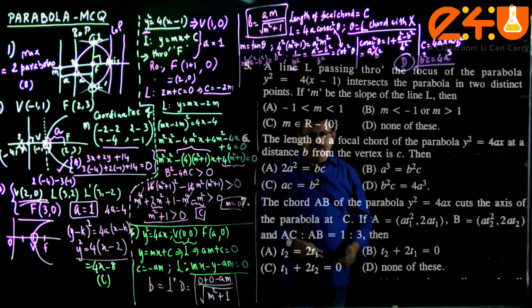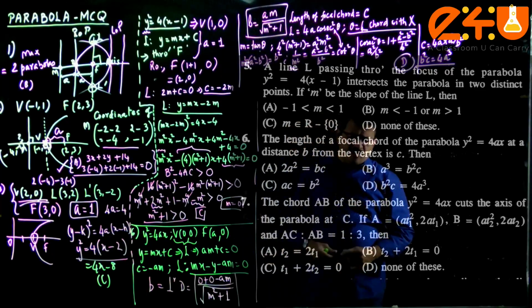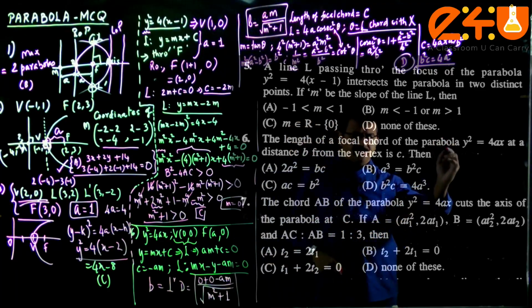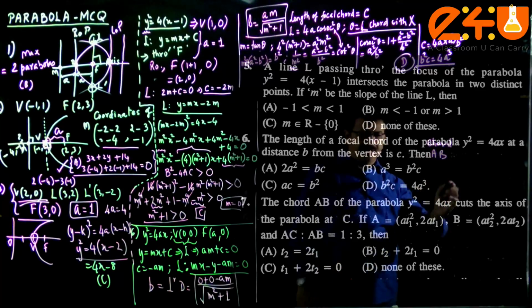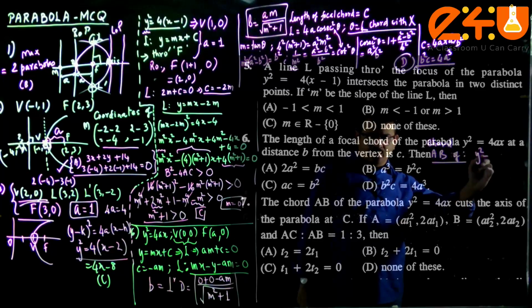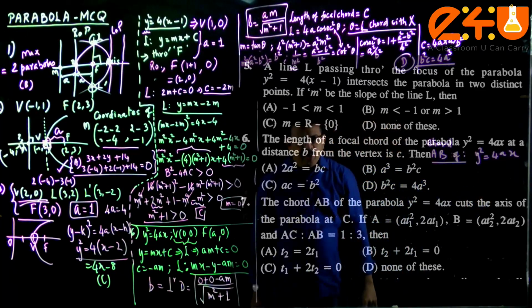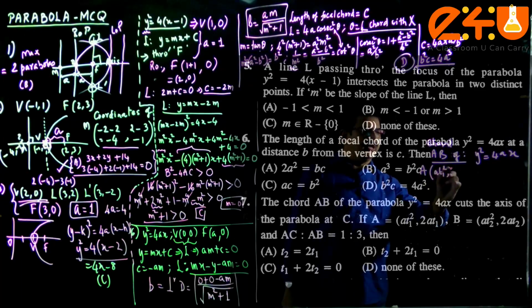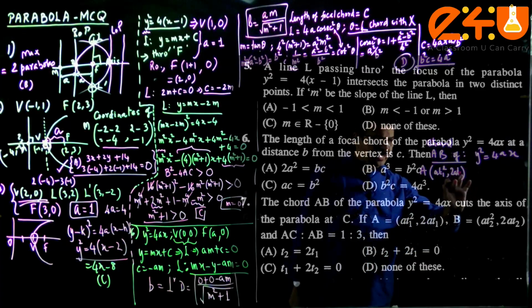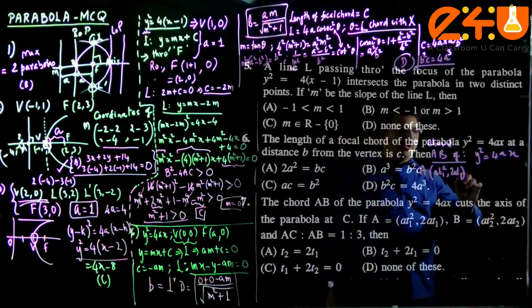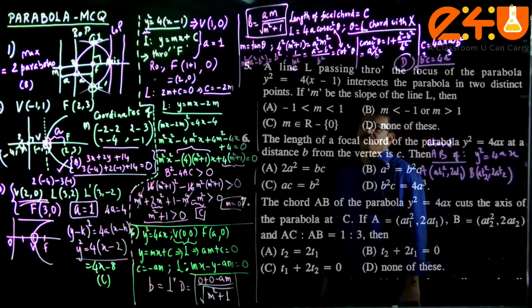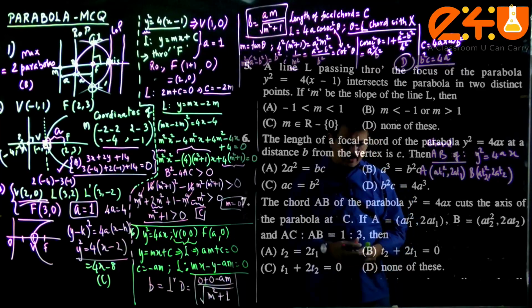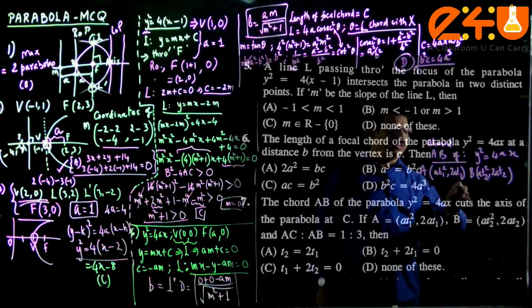The chord AB of the parabola y squared equal to 4x. So shall I mention here? We want to discover the chord AB of the parabola given y squared equal to 4ax. One end of the chord is given. A is presented: A is a t1 squared comma 2a t1. The point B is a t2 squared, 2a t2. Simple. And it cuts the axis at the point C.